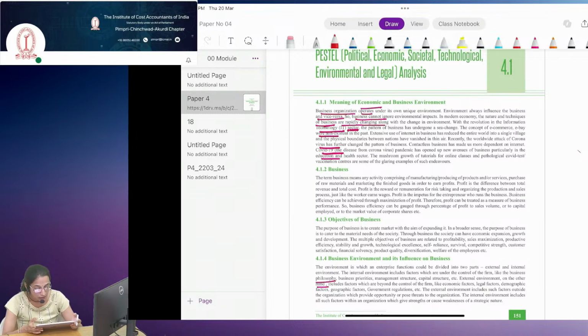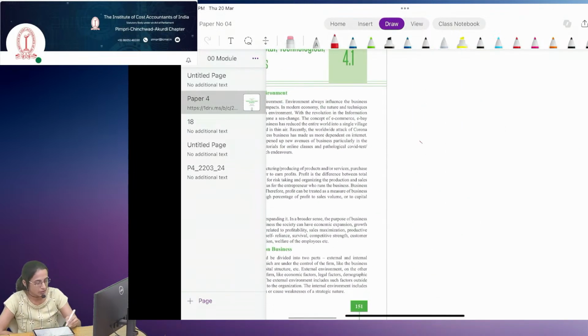Business. The term business means any activity comprising manufacturing or producing products and services, purchase of raw material and marketing the finished goods in order to earn profit. See, business can be a trading business. Trading and normal production business are different. Do you know, Sheila? Yes, ma'am. Trading means what? I am buying a particular thing and selling it at a particular price. See, I bought something for rupees 100.